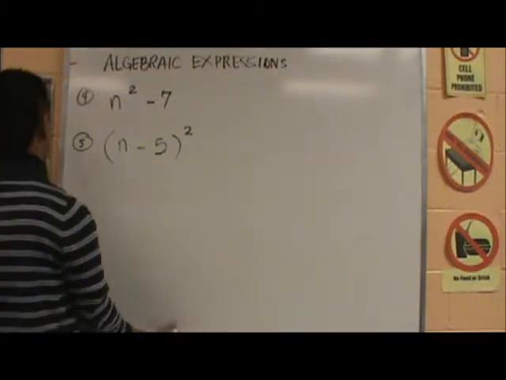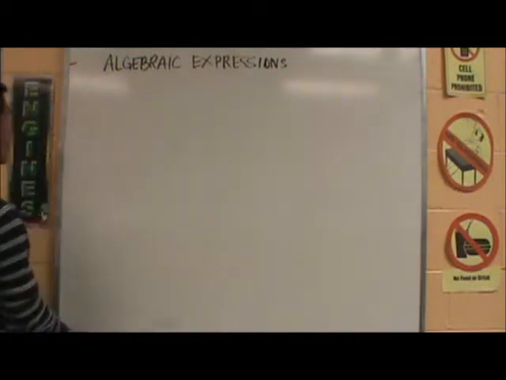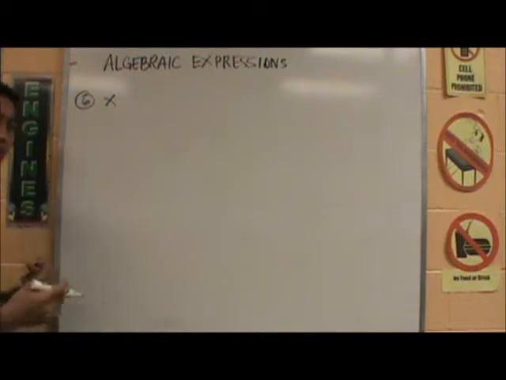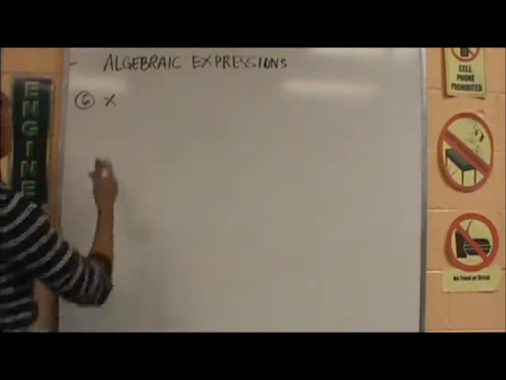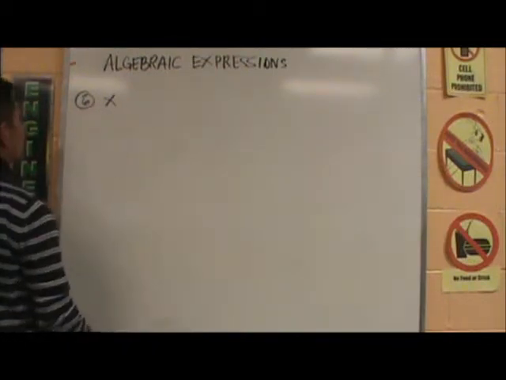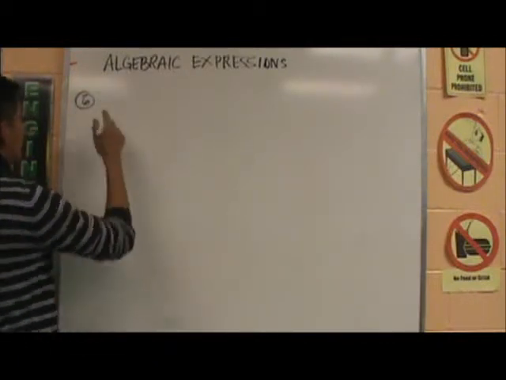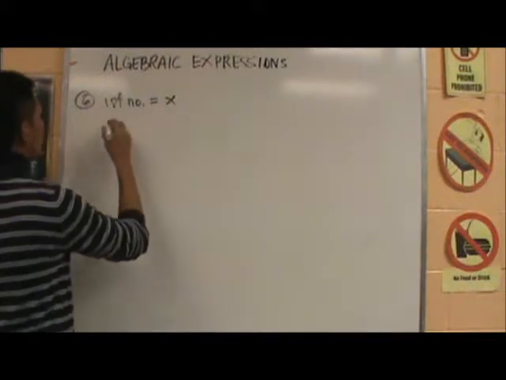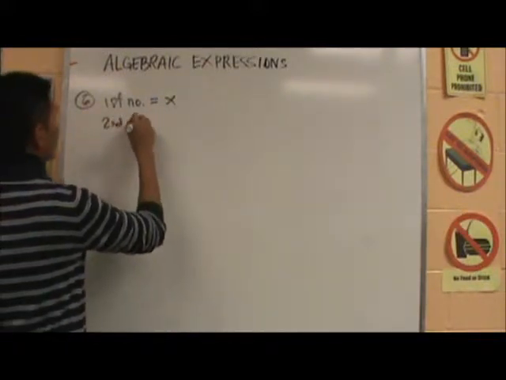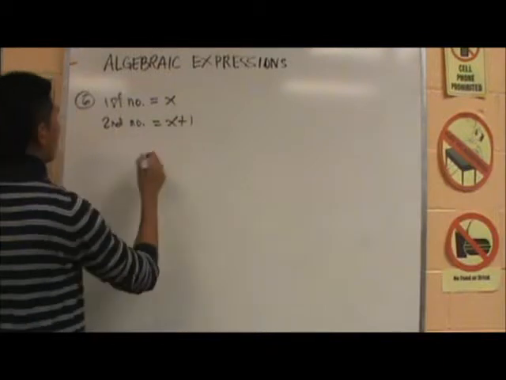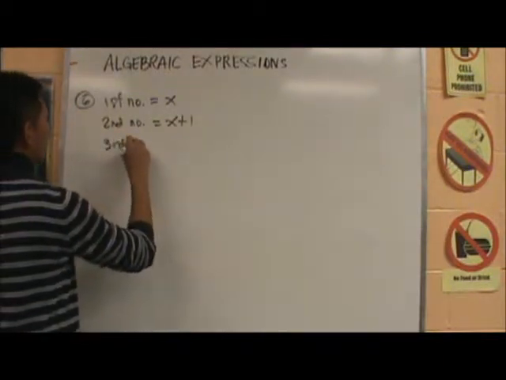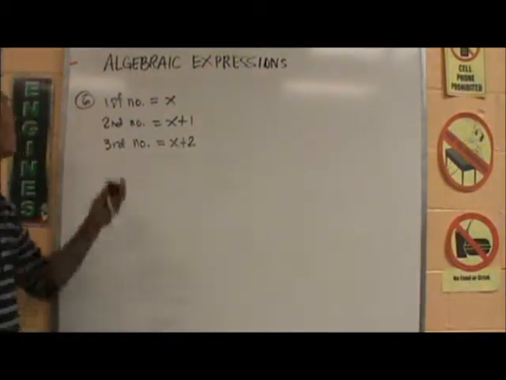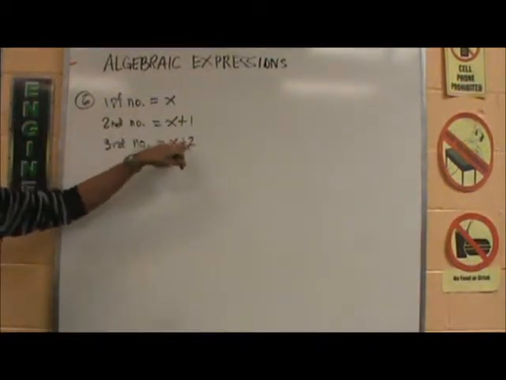Now, how about number 6? Let's talk about consecutive numbers. Your first number is x. Your second number, and your third number. So now I have x, x plus 1, and x plus 2.